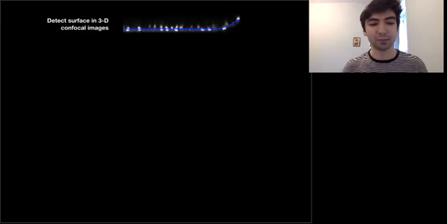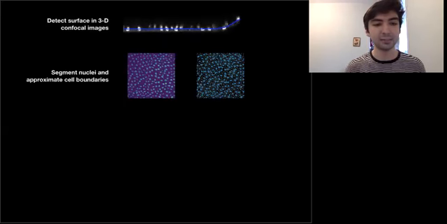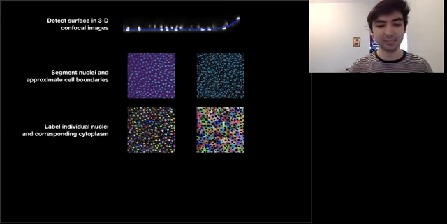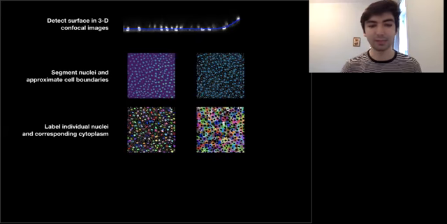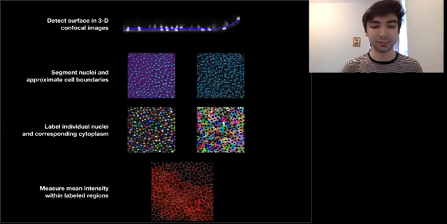Afterwards, we segment individual nuclei and then use that nuclear segmentation to make what's called a Voronoi diagram to approximate cell boundaries. I'll remind you that the exonic RNA signal is diffuse throughout the cytoplasm, so a nuclear marker isn't necessarily good enough to get a single cell look at that. So we need some way of approximating cell boundaries. That's why I use the Voronoi diagram to do that. Now, once those boundaries have been drawn, we can just label each nucleus and its corresponding cytoplasm, and then finally make mean intensity measurements within each of those regions.